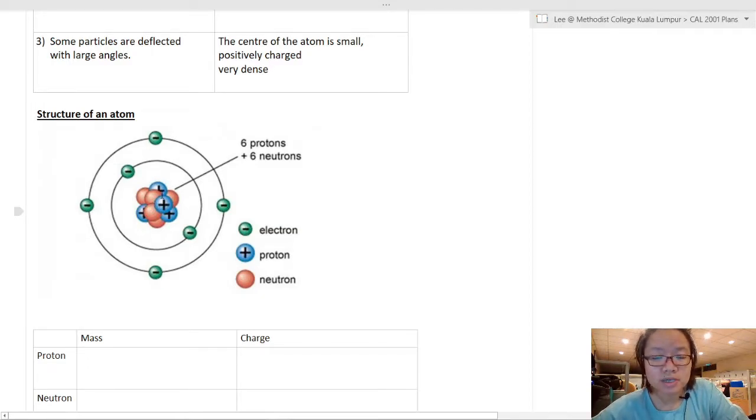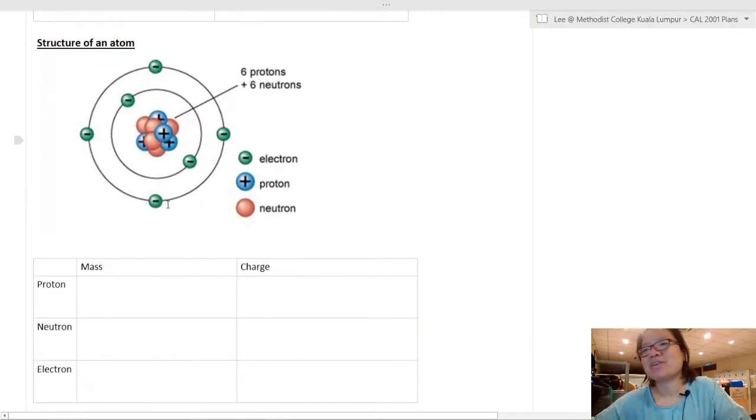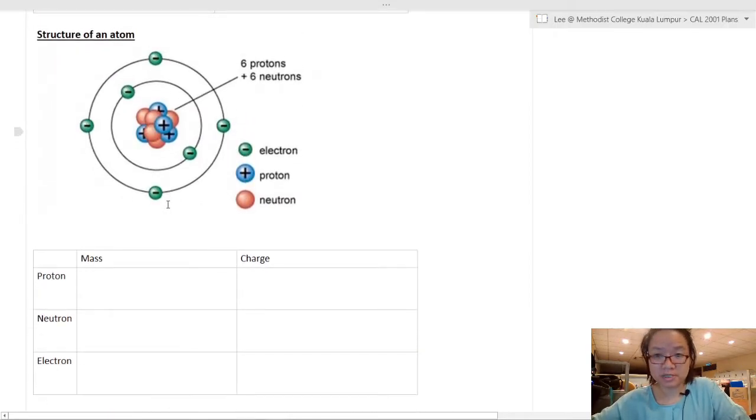How did we discover the proton? How did we discover the neutron? How did we discover the electron? We now just tell you that it consists of proton, neutron, electron, and you take it for granted. It's not that easy to discover. Go find out what the experiments were. It's actually building on previous people's experiments.